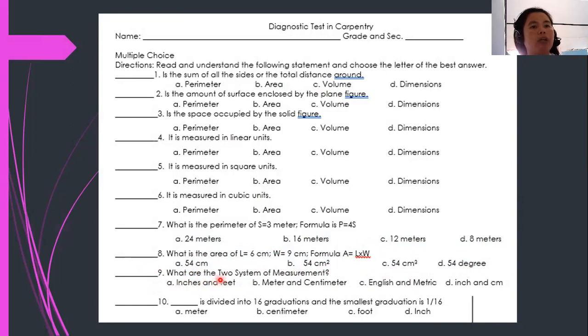9. What are the two systems of measurement? A, inches and feet, B, meter and centimeter, C, English and metric, D, inch and cm. 10. A block is divided into 16 graduations and the smallest graduation is 1/16. A, meter, B, centimeter, C, foot, D, inch.